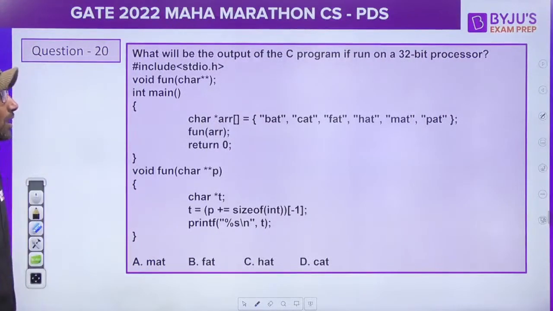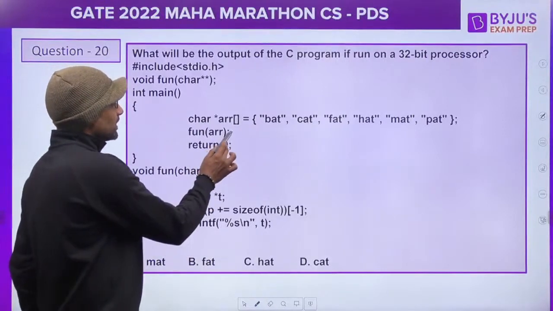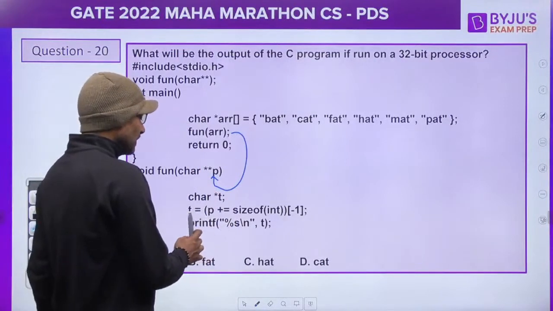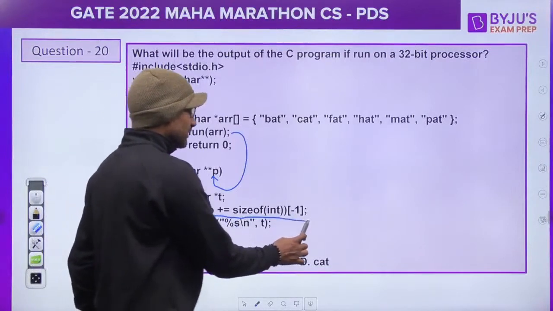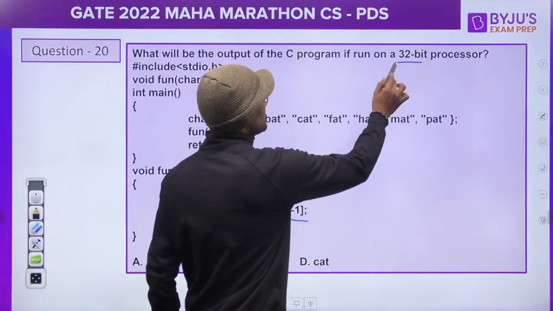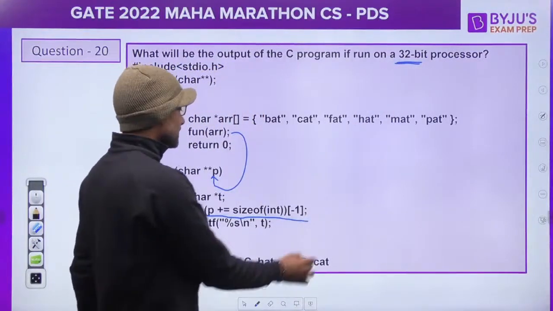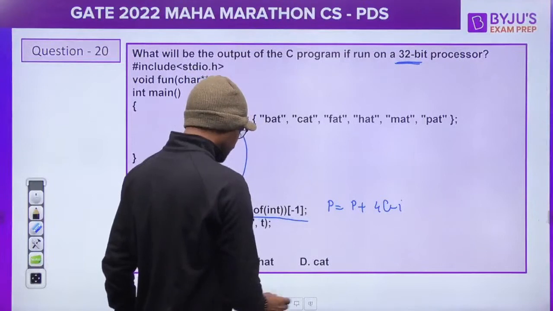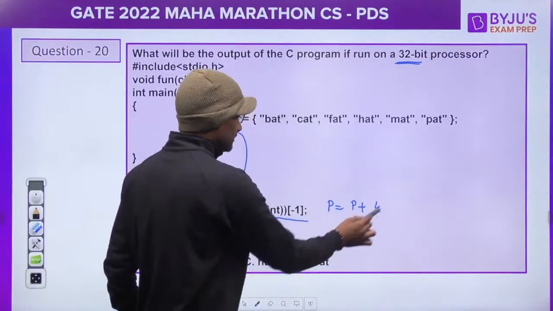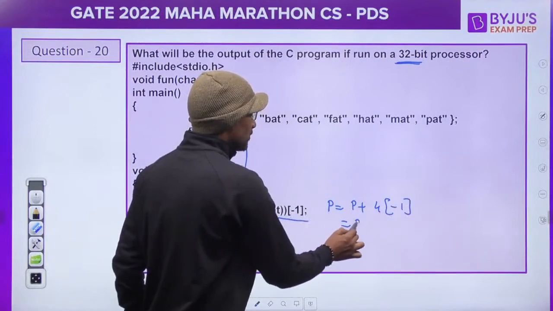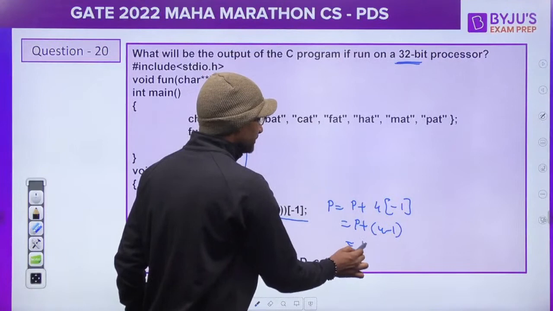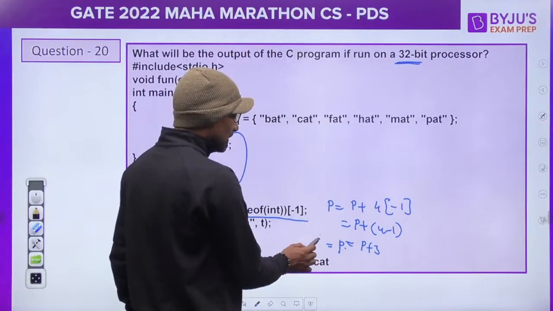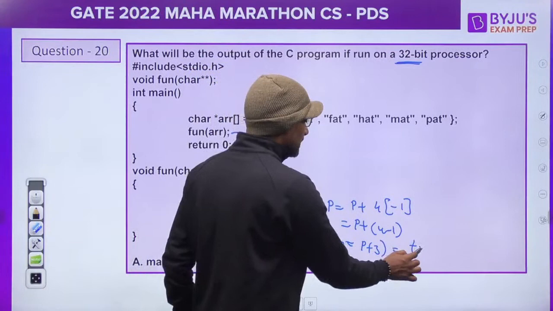What is the output? We are sending this array as argument. Now t is equal to p plus equal to sizeof(int) - 1. Size of int you take as 4 bytes because it's a 32-bit processor. So this is p is equal to p plus (4 - 1). That means 4 minus 1, that is 3. So p is equal to p plus 3, that is assigned to t. That means t will be p plus 3.